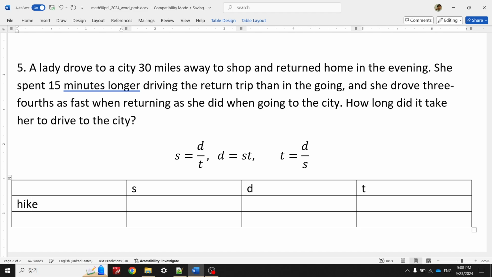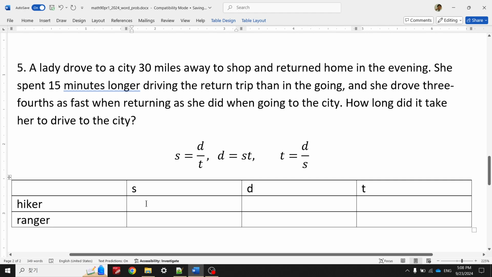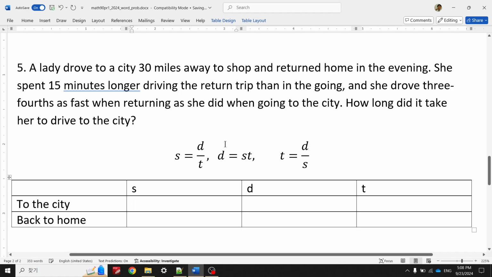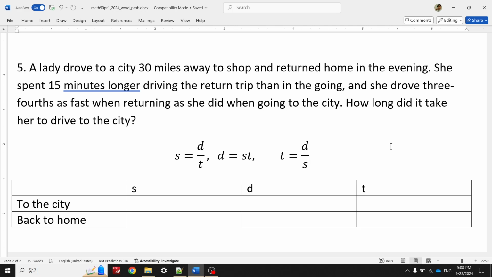So you have hiker and the ranger. Okay. No, not the hiker and ranger. This time it's to the city, and back to home. All right. So let's now read. A lady drove to a city 30 miles away to shop and returned home in the evening. She spent 15 minutes longer driving the return trip than the going, and she drove 3/4 as fast when returning as she did when going to the city.